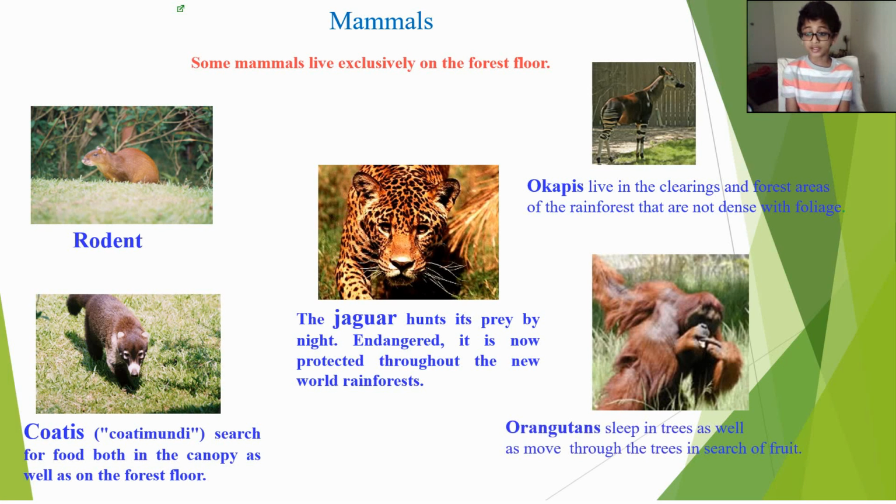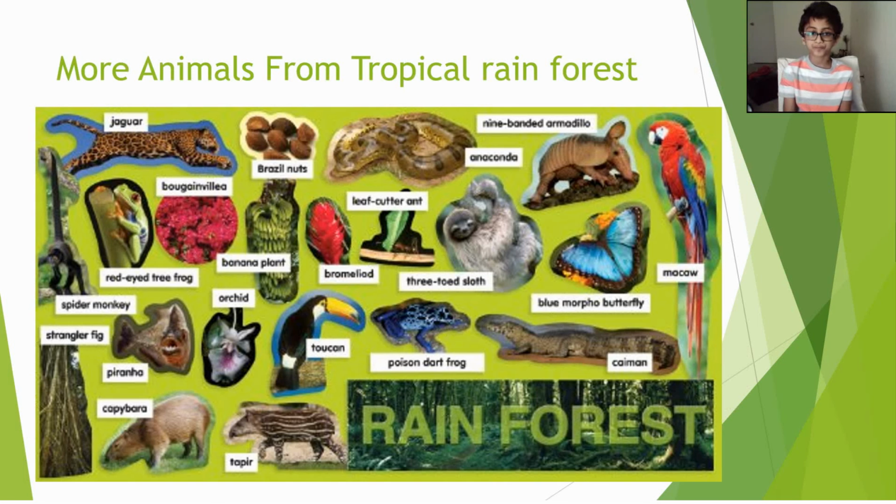Next, we have orangutans. These sleep in trees as well as move through trees in search of fruit. They almost spend their whole entire life in the trees. They almost never go to the ground. This is mainly because they want to avoid being seen by predators.